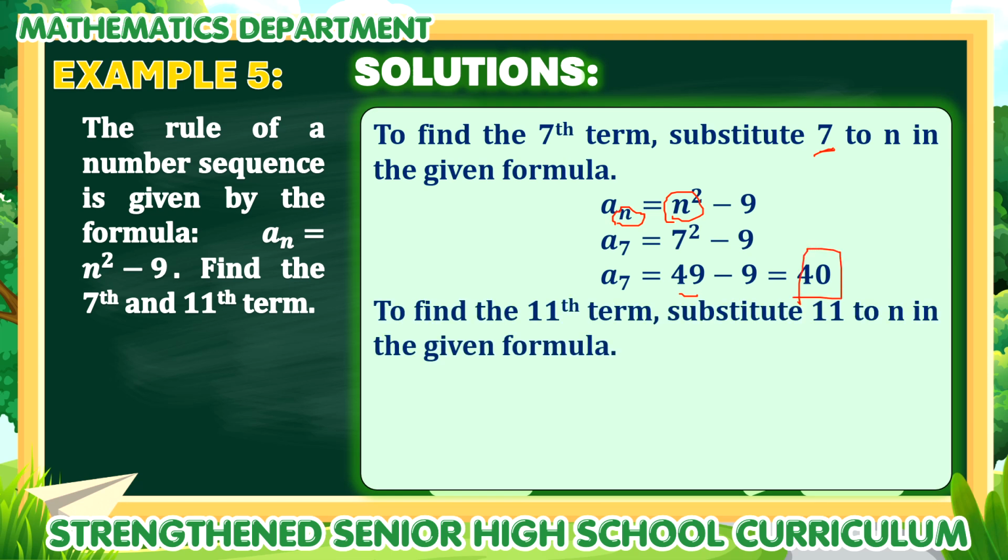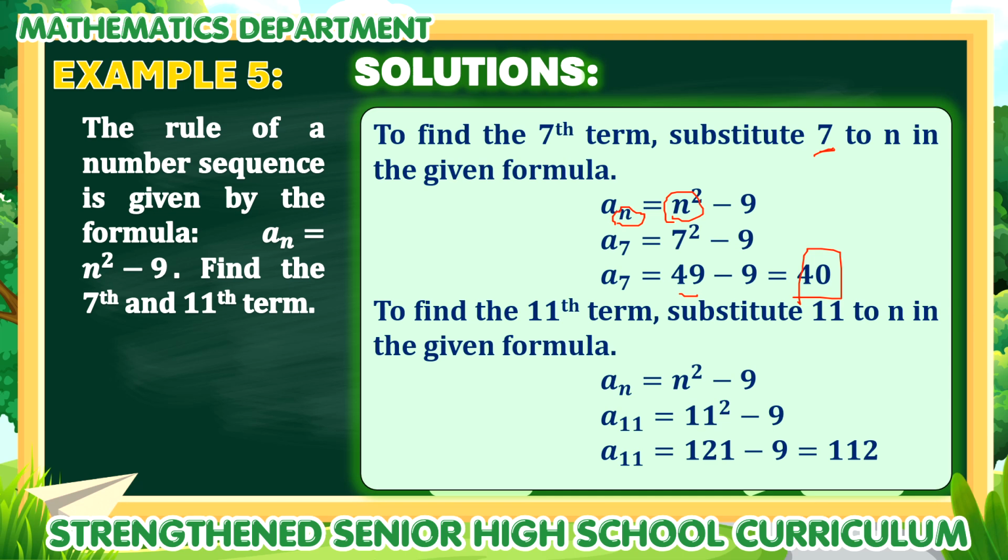To find the 11th term, we do the same procedure. We substitute 11 for n in the given formula. So this now gives us a sub 11 equals 11 squared minus 9, and we all know that 11 squared is equal to 121, and 121 minus 9 gives us 112. So our 7th term again is 40, and our 11th term is 112.